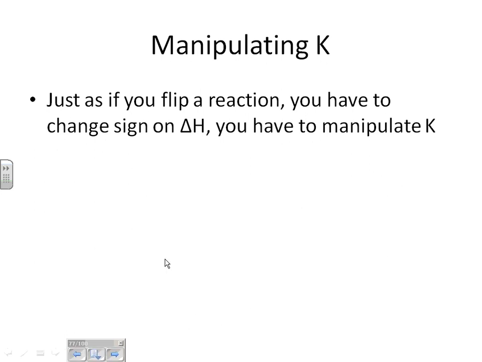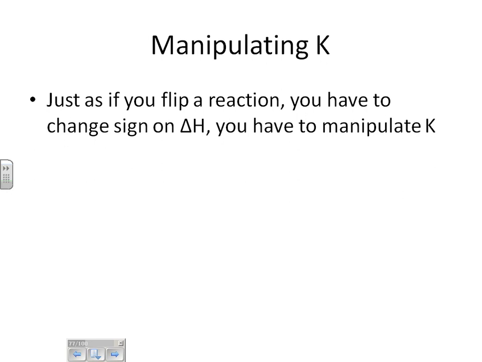All right, in this video I'm going to talk about manipulating K and how that works if you're given multiple reactions with multiple K values. What do you need to do? The short version is that this topic is extremely similar and related to the idea of Hess's law, which states that any change you make to a reaction, meaning flipping it or changing the coefficients in any way, has to be mirrored in the change to the enthalpy value.